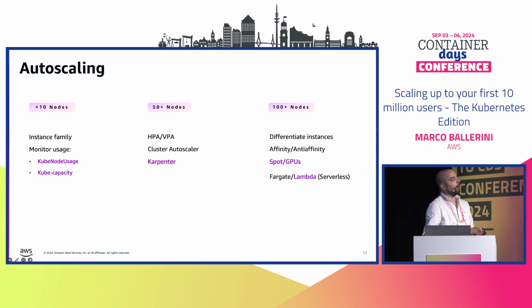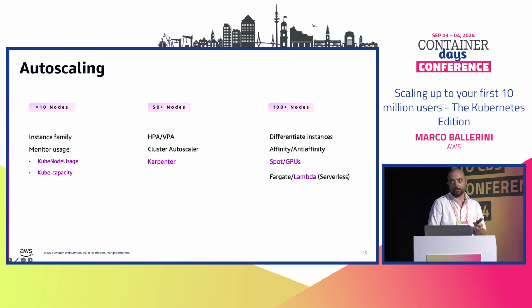In the same way, autoscaling, I will go really quick on this because it's a very huge topic, but I wanted to put some of the things that we see talking with customers. When you have very few nodes, you just need to make sure you're using a recent instance family and you monitor the usage. There are a couple of cool projects. One is kube-node-usage and the other is kube-capacity. There are a lot on GitHub, but those two are really cool.